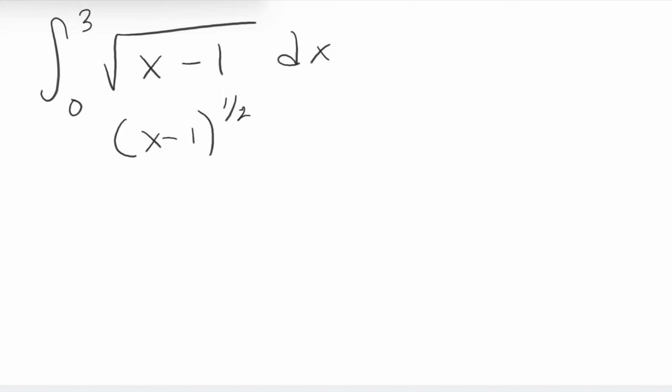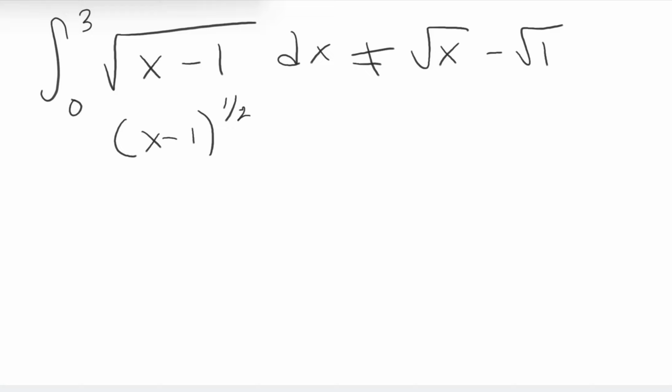What I was actually worried about, and now I'm going to put it on the board, is that somebody was going to do this. This does not equal this. I was worried somebody was going to split up the square root. That does not equal that. That's the first thing that I figured was going to come into people's minds.